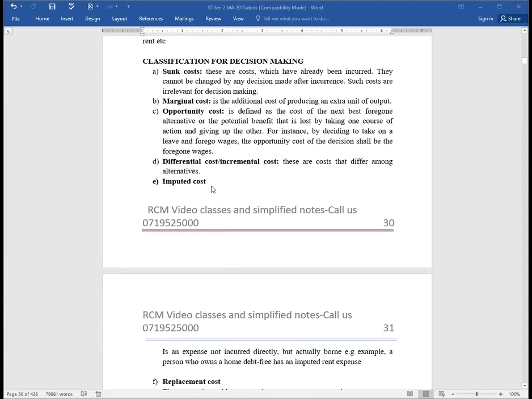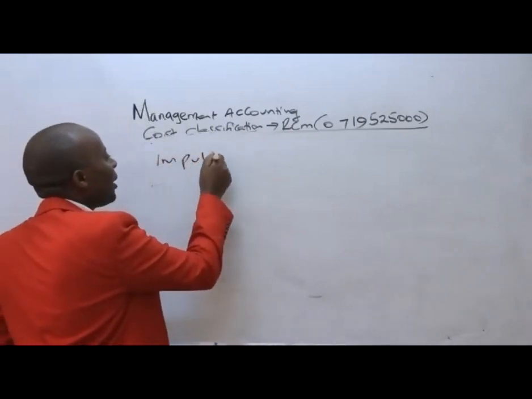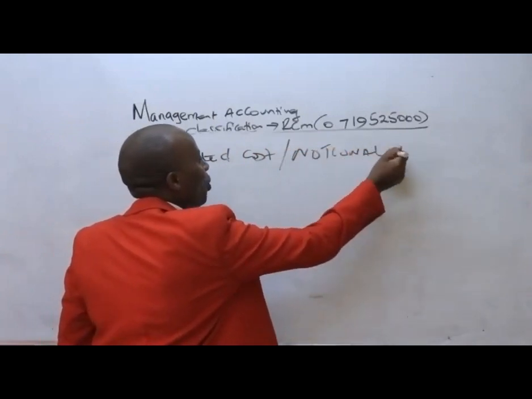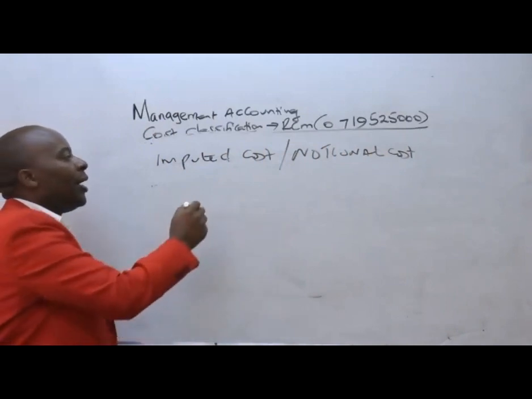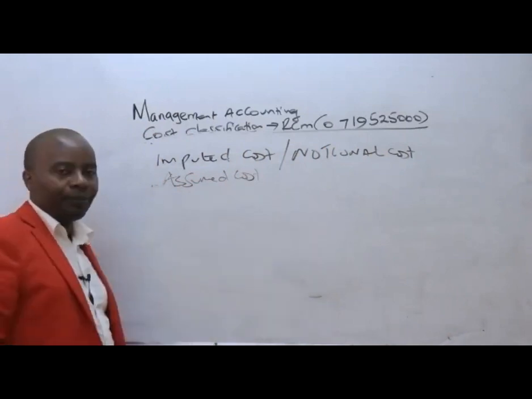Imputed is another word for notional. Imputed cost is a word for what here? Is another word for notional. Imputed cost is a notional cost. And if it's a notional cost, ladies and gentlemen, a notional cost basically is an assumed cost.